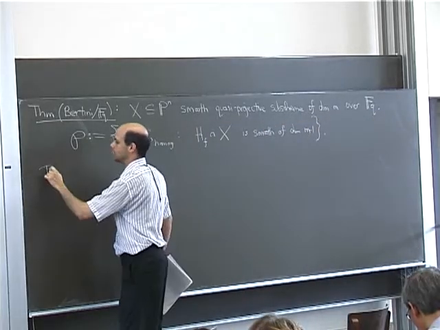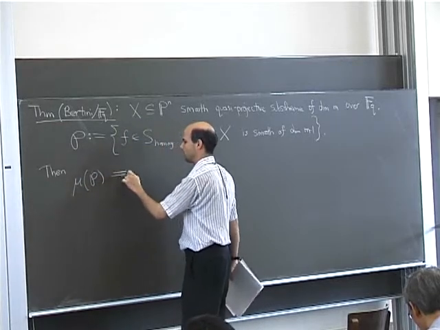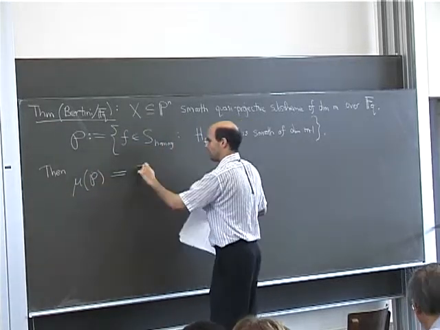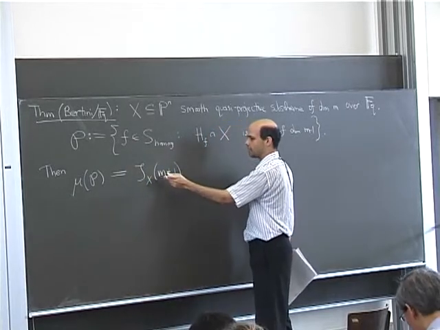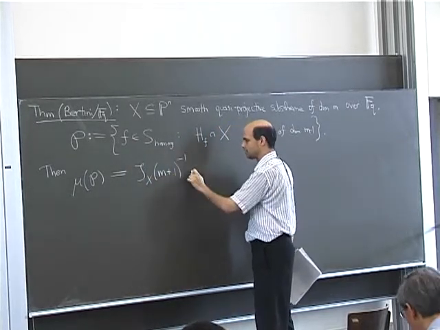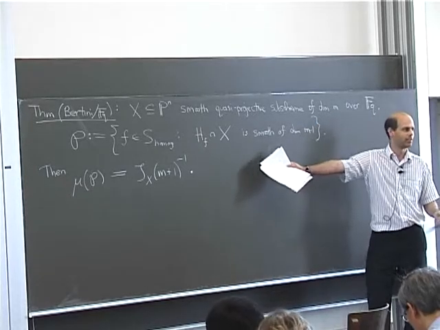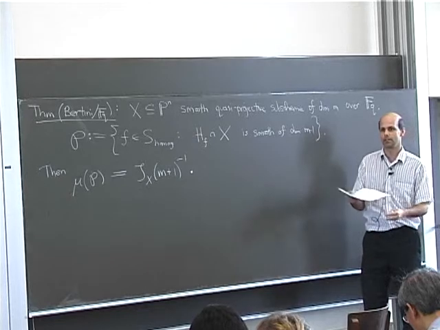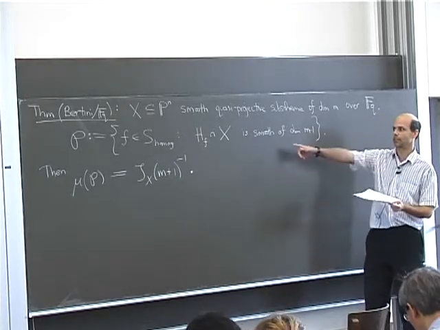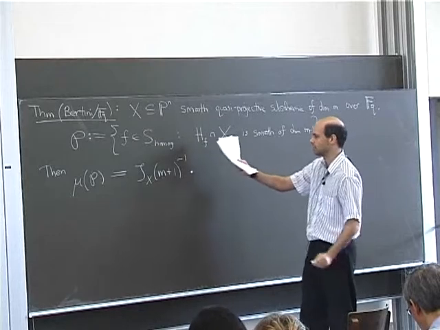So then the conclusion is that the density is the zeta function of x evaluated at the dimension of x plus 1, inverse. So in particular, this is a positive number. So this proves that in particular there exist hypersurfaces. In fact, it also shows that for all sufficiently large degrees, good hypersurfaces exist.